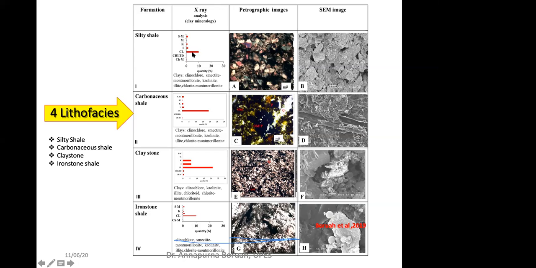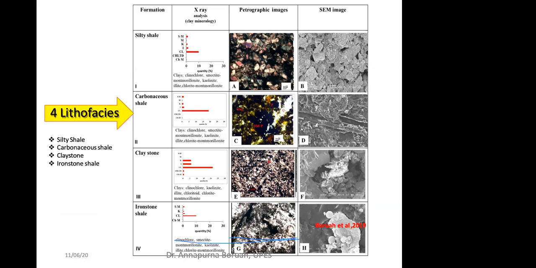And based on the integrated studies, four lithofacies were identified for these shales. Silty shales, which have more than 50% quartz and silica content. Carbonaceous shale, which has more than 10% organic content. Then claystone. Actually, in Barren Measures shales, there are iron layers, iron bands. Sometimes we can see iron nodules also. In the last image, you can see.